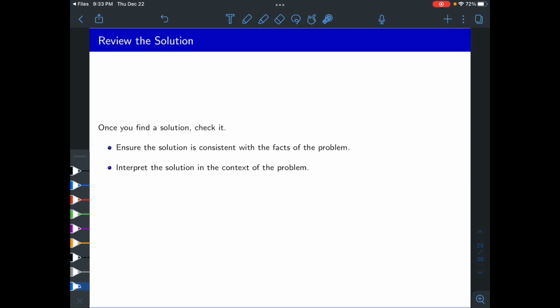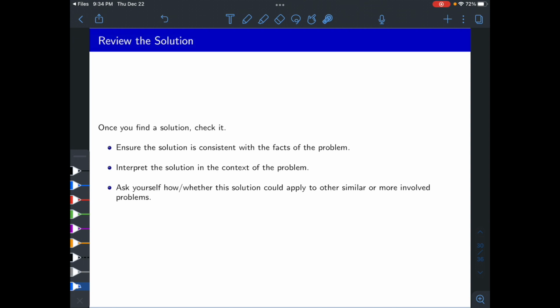Can you interpret the solution in the context of the problem? In the previous equation problem, that's not really going to make as much sense. But if you have a problem where you're solving for what the temperature is going to be in the middle of the afternoon, and your answer comes out to be like 700 degrees Celsius, chances are you probably did something wrong. Or maybe the problem was just messed up, but just try and make sure that everything is making good sense in the context of the problem.